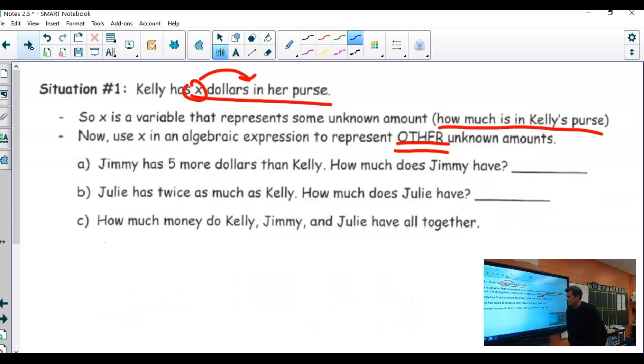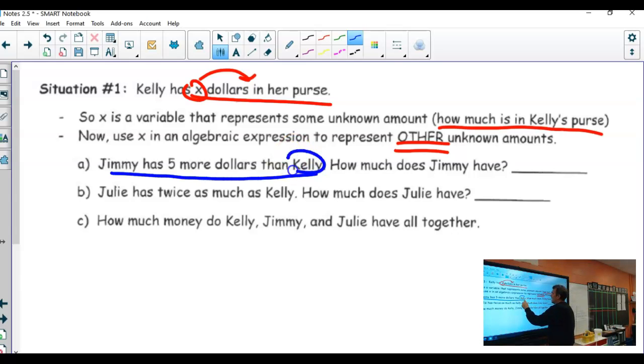For instance, Jimmy has $5 more than Kelly. Well, I know that Kelly is X. That's what X represents, how much Kelly has. So how much does Jimmy have if he has 5 more than her? Well, that would be the amount she has plus 5. That would be 5 more than her, right?